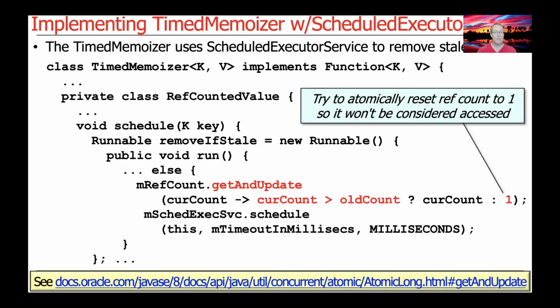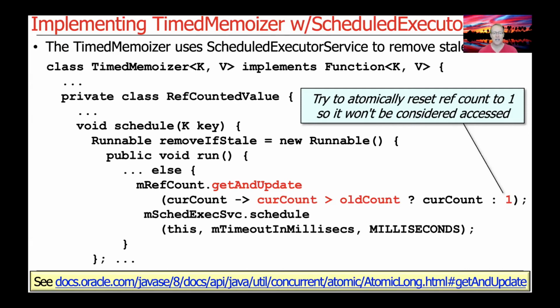Otherwise, it was updated. And so now we're going to do a little bit of magic to try to atomically reset the reference count to 1, so it won't be considered accessed yet for the next time we register this remove if stale runnable. So if it was accessed in the last time period, we're going to re-register it, and we're going to give it the appropriate ref count. And this is super, super cool as well. This is a very interesting method defined on AtomicLong called getAndUpdate. We have to do all this tricky code because of the inherent non-determinism of concurrency, and because the concurrent hash map never locks all of its state. So there's no lock that locks the entire map.